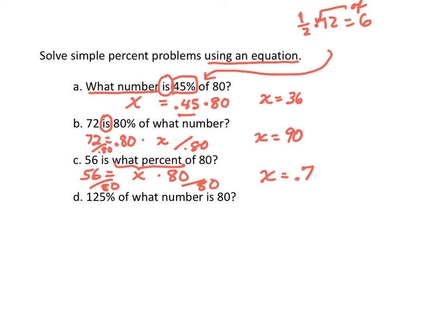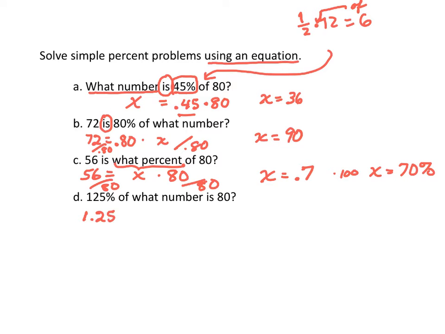Now we have to turn it into the percent. So how do we turn that into a percent? Multiply by 100. So x would equal 70%. Okay, so if we ask for a percent, be sure to give your answer as a percent, not as a decimal. Because I don't want you to think it's 0.7%. That's really small.